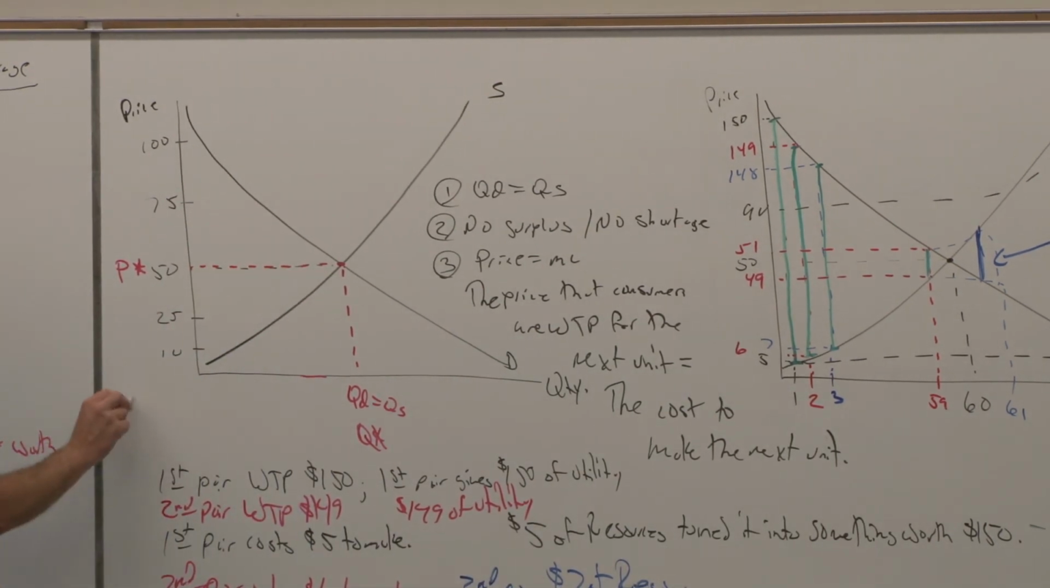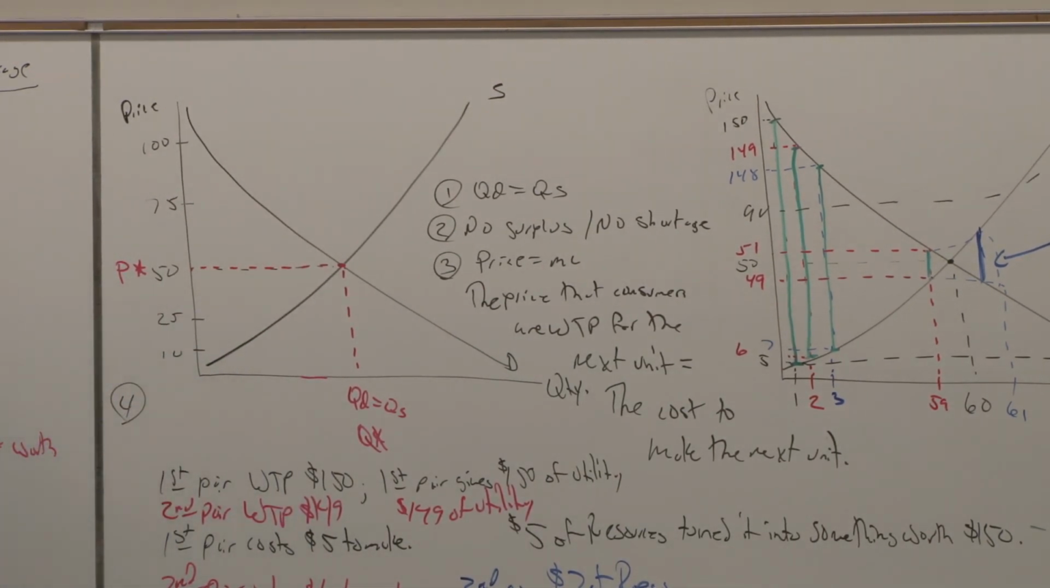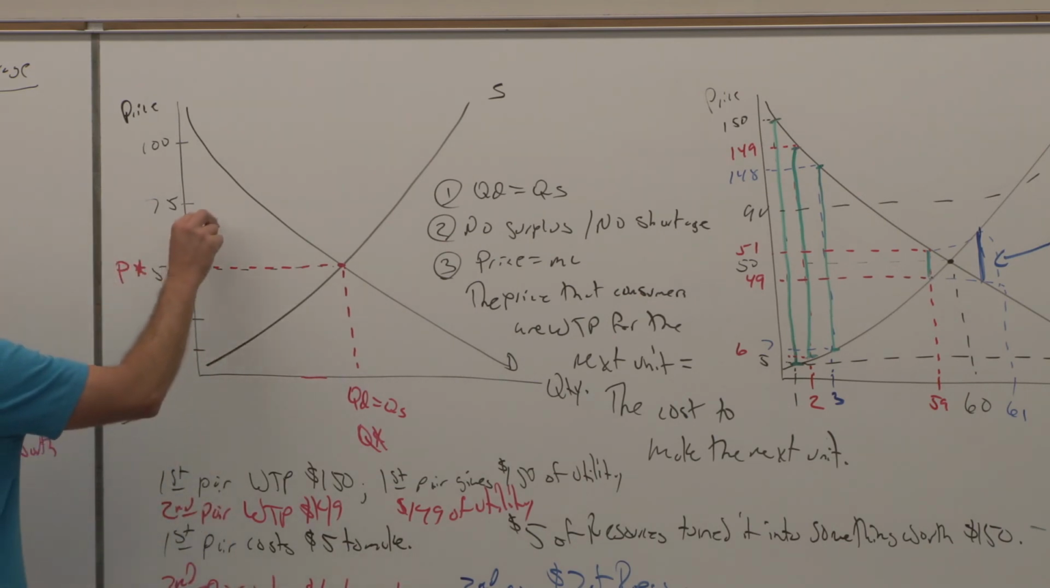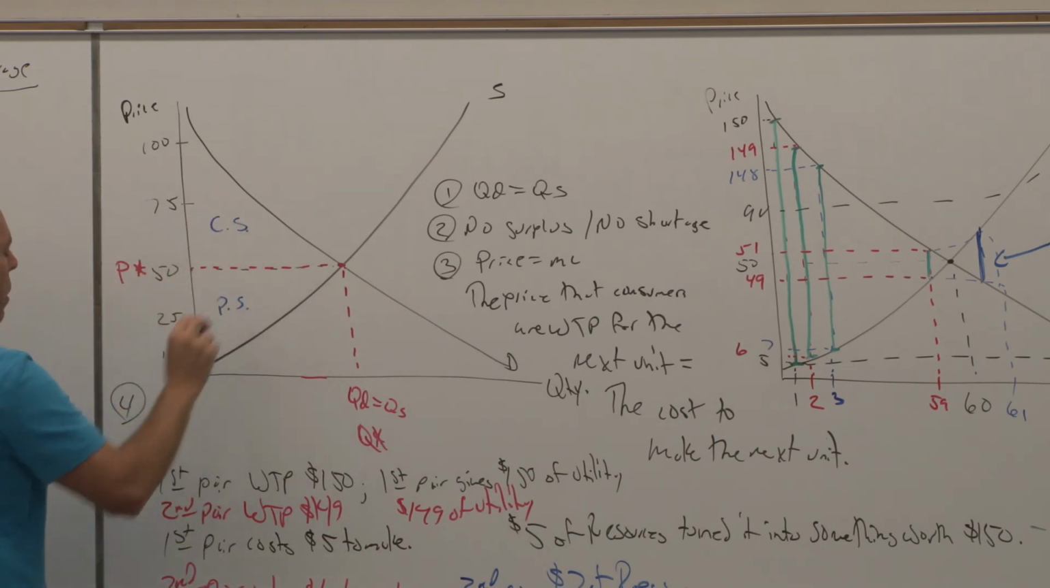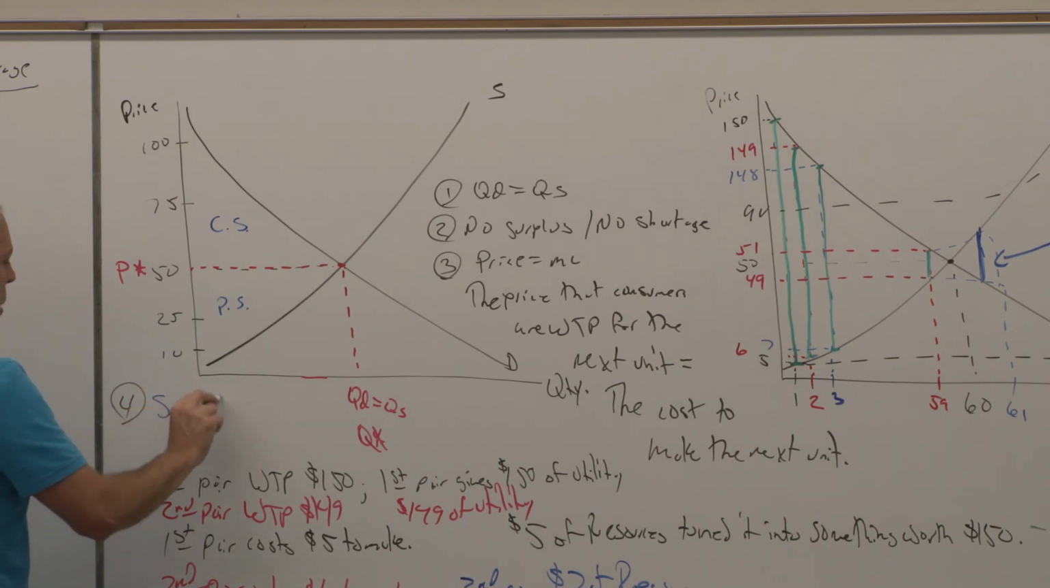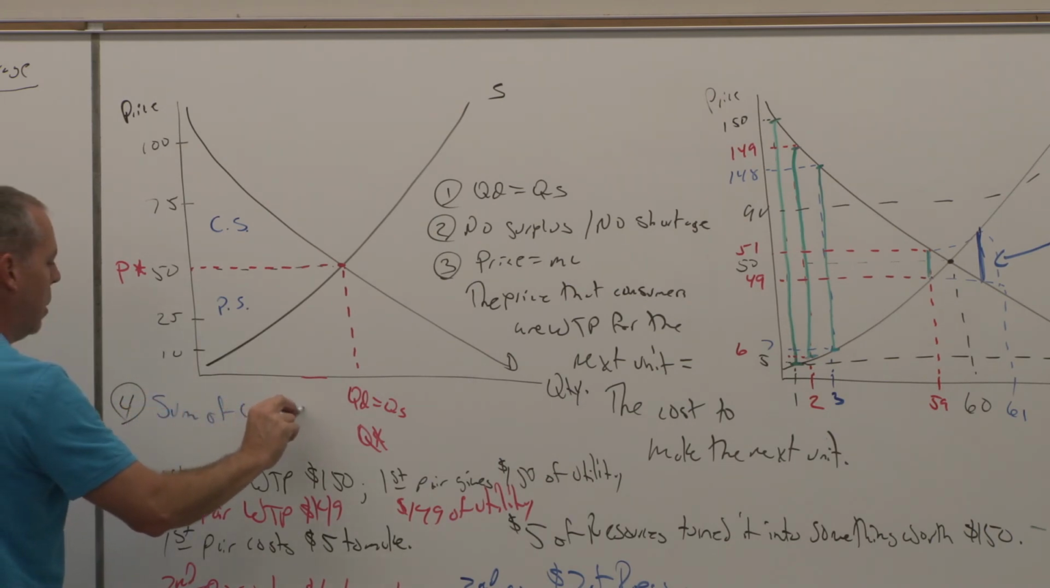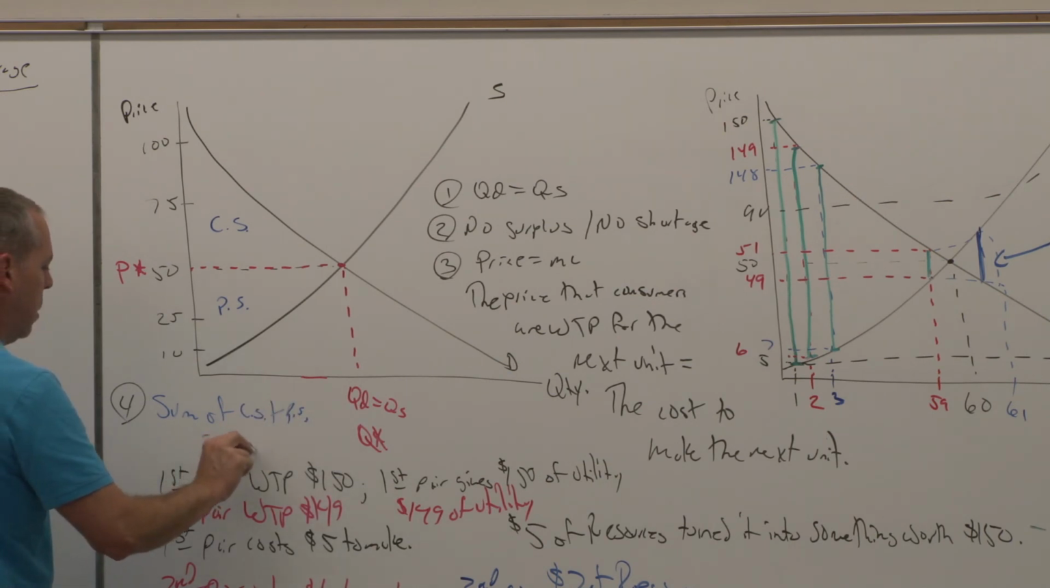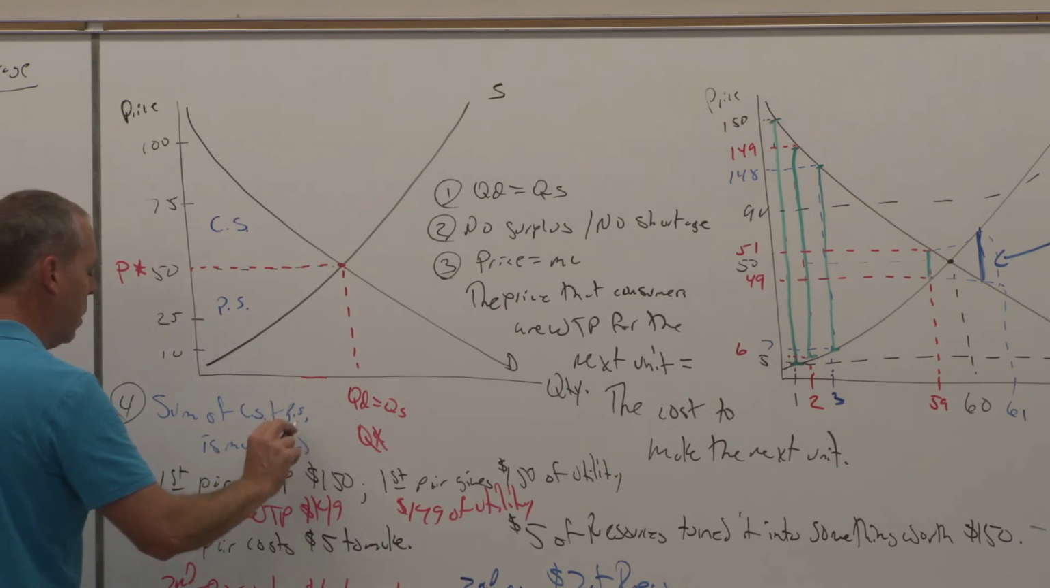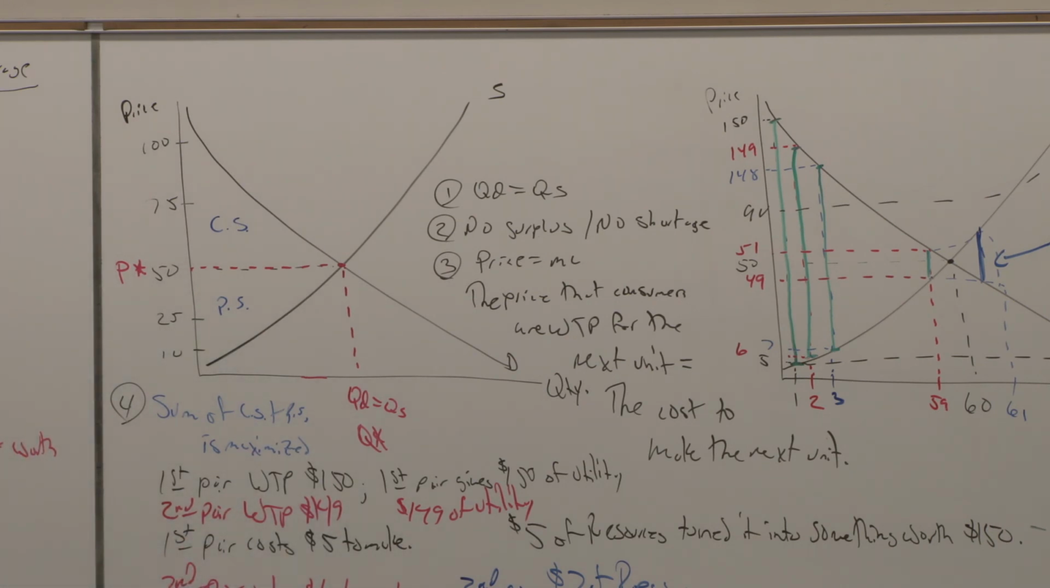And then number 4, here's our consumer surplus. Here's our producer surplus. The sum of consumer and producer surplus is maximized. Okay? There's no other point that maximizes the sum of both consumer and producer surplus.